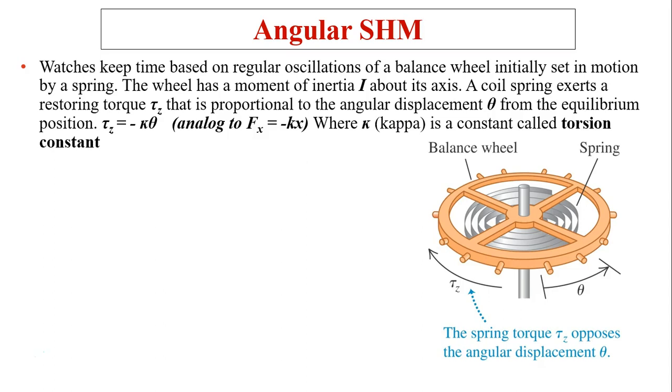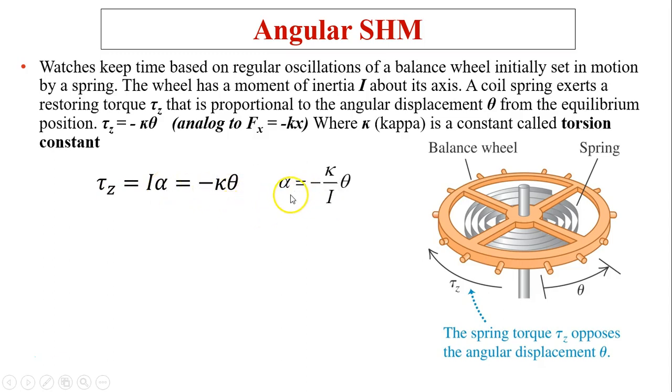So the torque equals negative kappa theta. This is very similar to Fx equals negative kx. In this equation, torque equals negative kappa theta. Kappa is the constant called the torsion constant. So let's take a look. Torque equals I alpha. I alpha equals negative kappa theta.